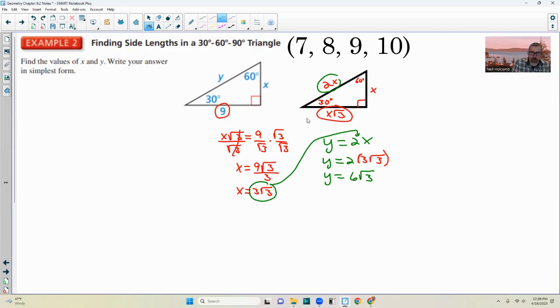So now you should be able to do problem number 7, 8, 9, and 10 in your exercises.